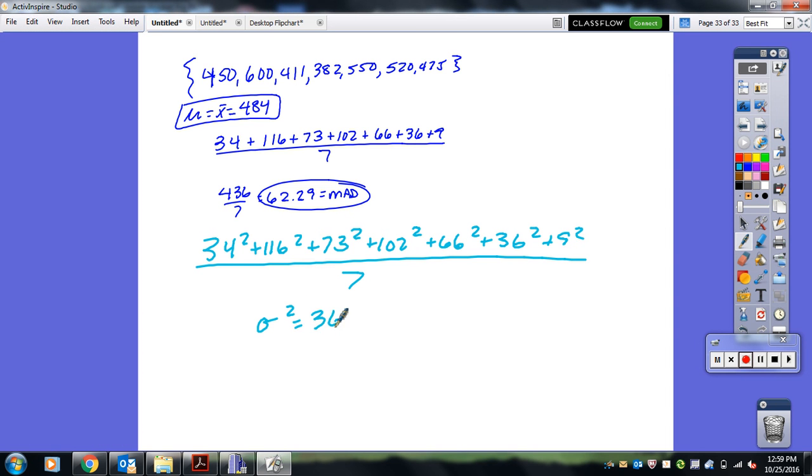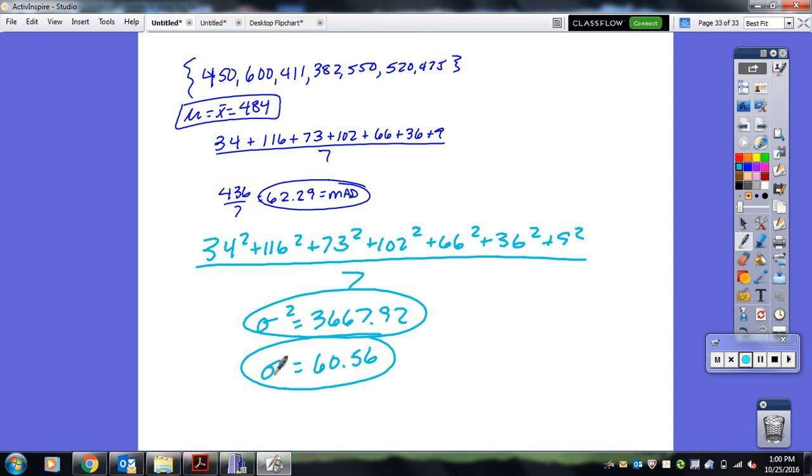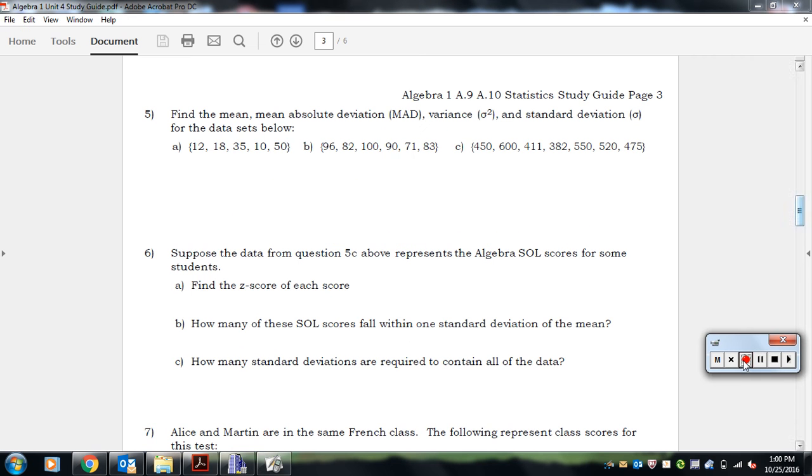Sigma squared is 366.792. To get my sigma, I square root that, the square root of 366.792, and that is 60.56. So let me just check. Oh, these two are about the same number, so it makes me feel like I actually did it correctly. My variance and my standard deviation.